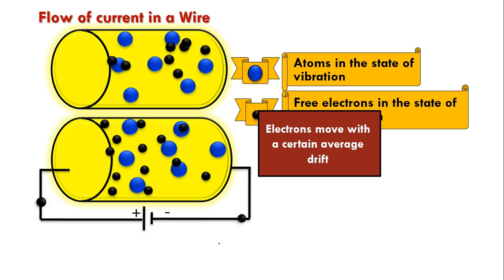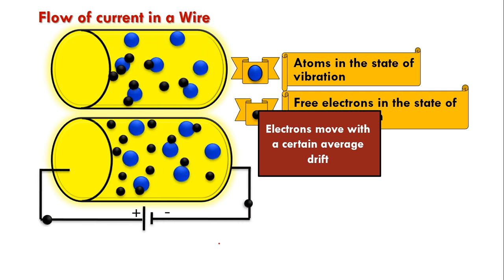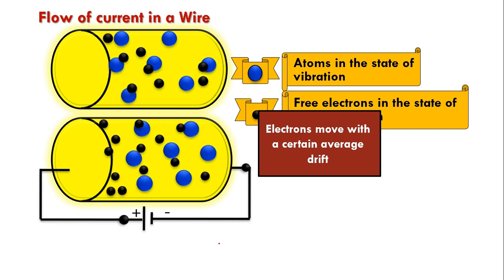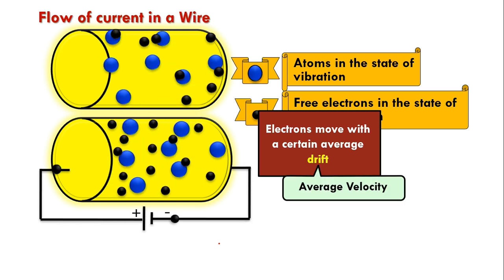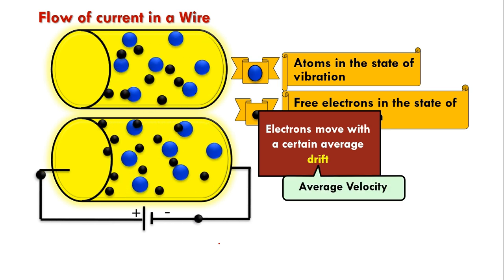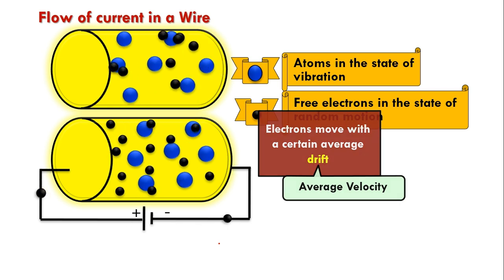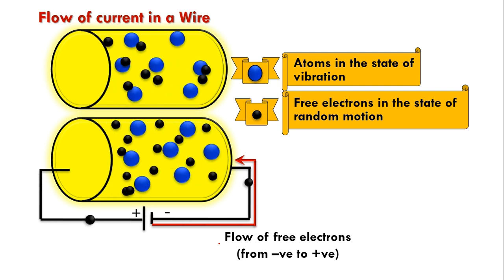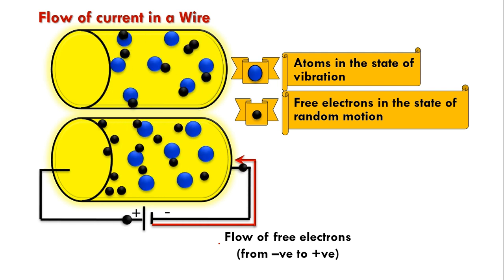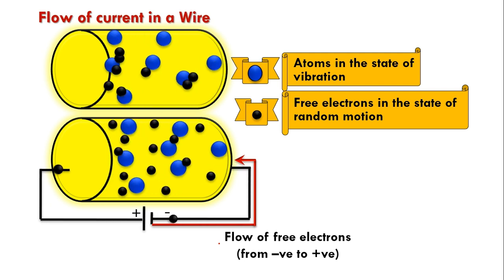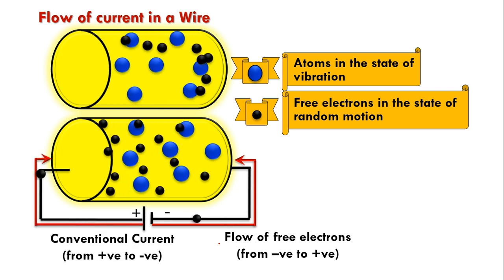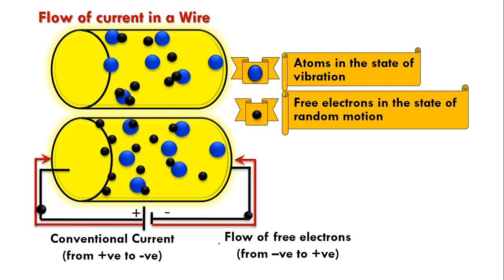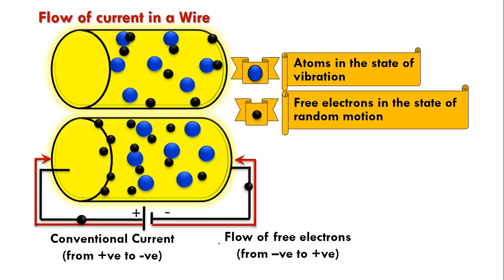The uniform flow of charge is nothing but drift velocity or drift speed. Drift means average velocity or average speed. The flow of free electrons is from negative terminal to positive terminal, and conventional current is from positive terminal to negative terminal. Conventional current always flows from positive terminal to negative terminal.